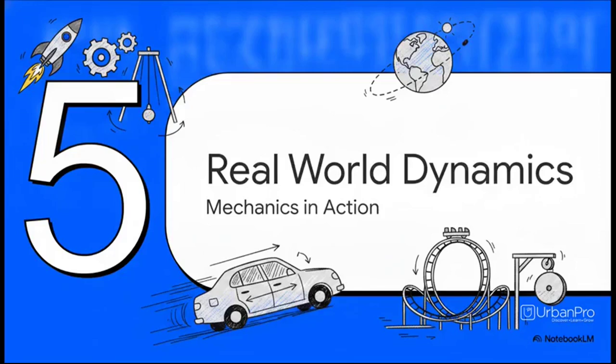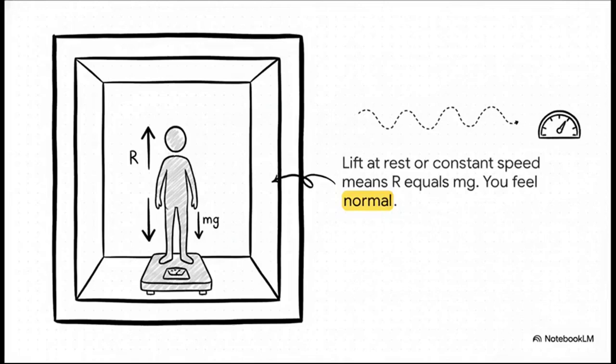Let's bring it all home with Section 5, Dynamics in the Real World. Okay, remember our elevator question from the very beginning? Let's finally solve it. When a lift is totally stationary, or moving at a perfectly steady, constant speed, acceleration is essentially zero. The reactionary force, R, which is the floor pushing up on your feet, matches gravity precisely. Here, R equals mg, so a weighing machine would read your actual weight, and you feel completely 100% normal.